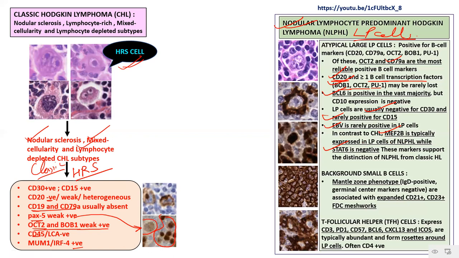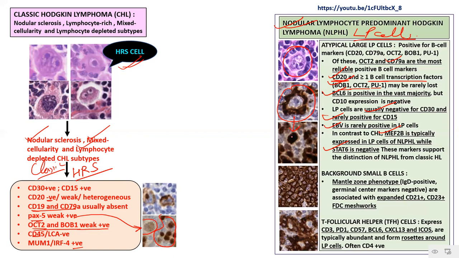So over here, you have the LP cell. Below it is the positivity for the LP cell for CD20. As you see, the cell is showing strong membranous positivity, but the surrounding cells, which are actually T cells in this case, are negative for this marker. Below is the nuclear transcription factors.